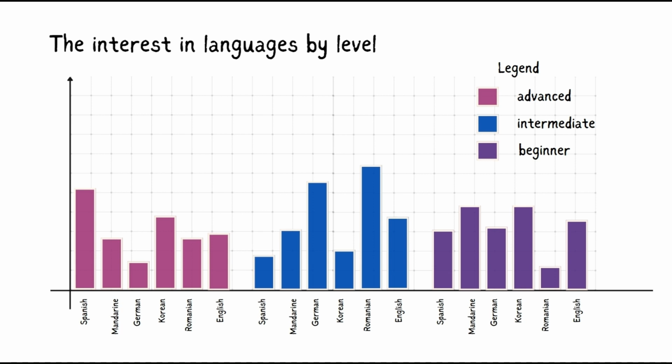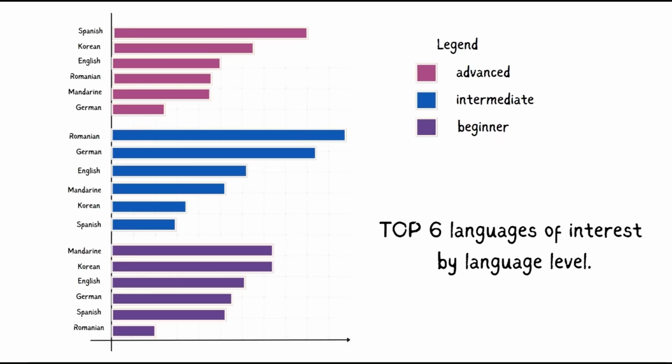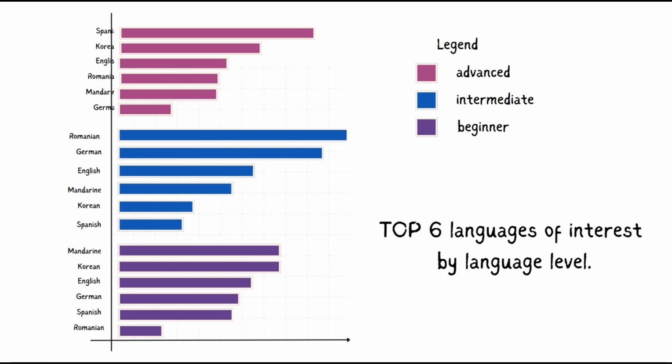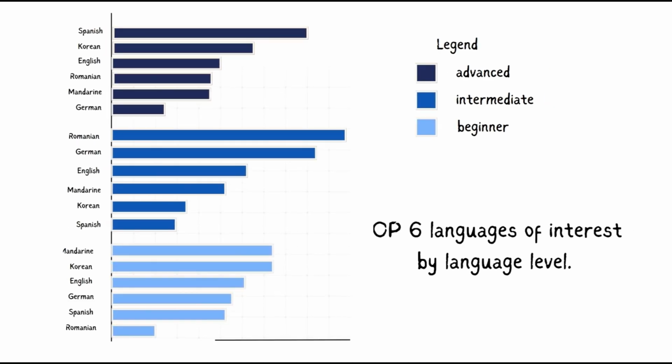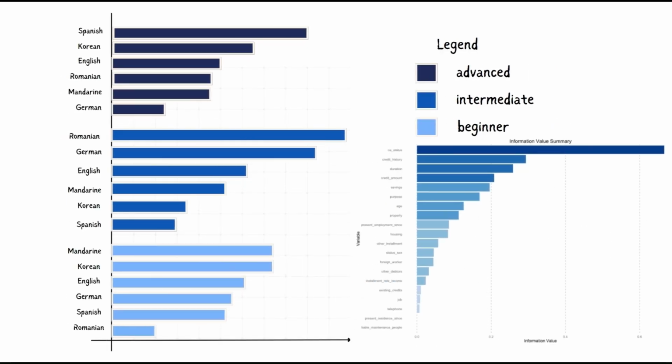An upgrade would be using one of the tricks and ordering the bar chart by number of students in each language class, and this could show the top 6 languages of interest by language level. An excellent on-point twist of this bar chart would be using color coding to indicate the language level. Much like in the case of the variable importance plot, which is often used in the prediction phase.